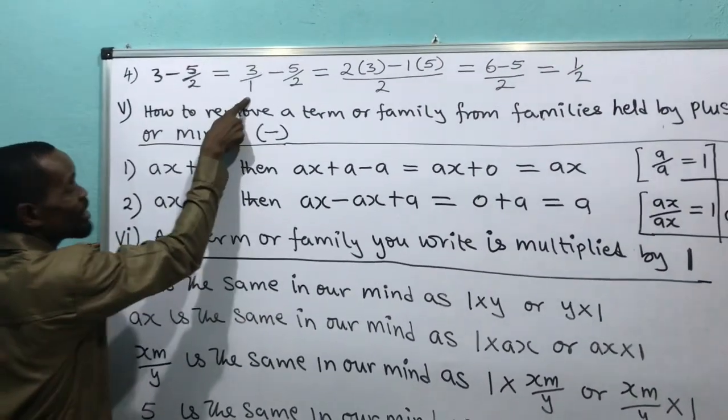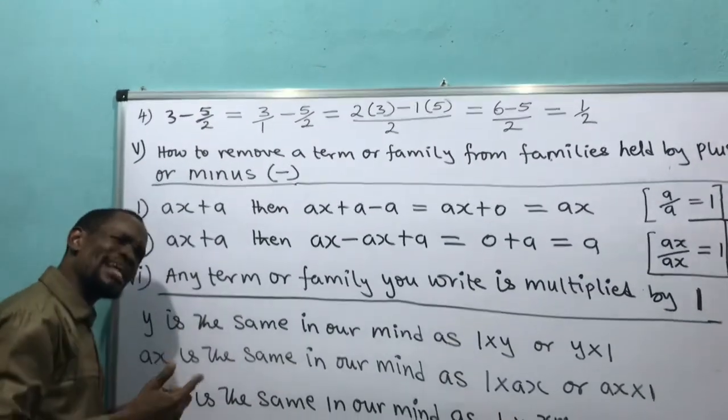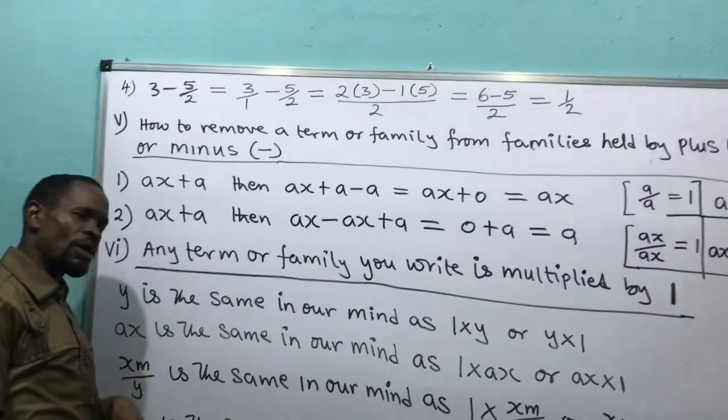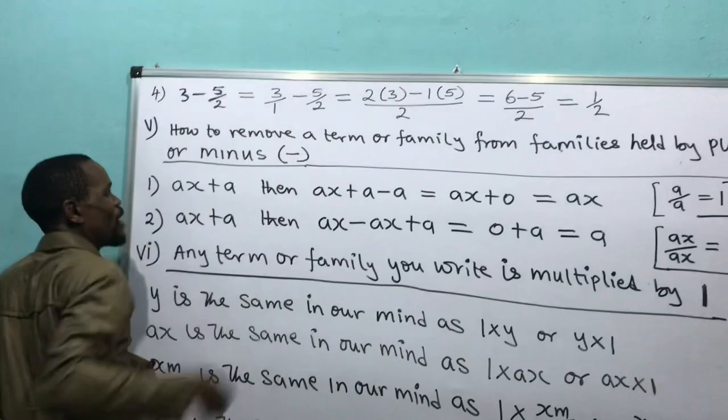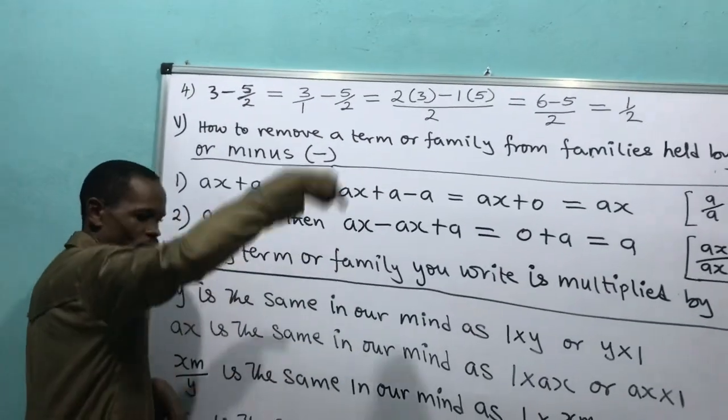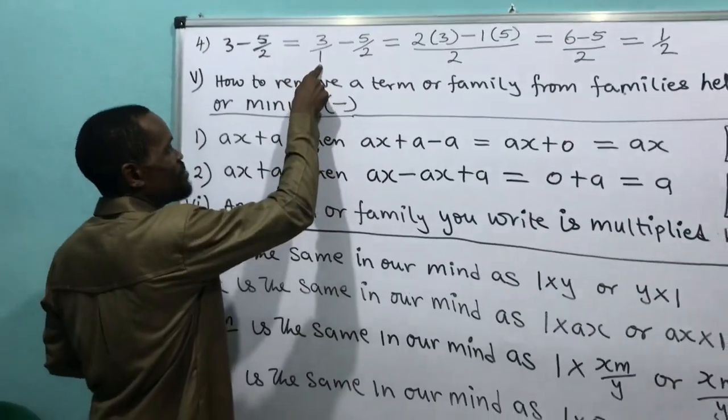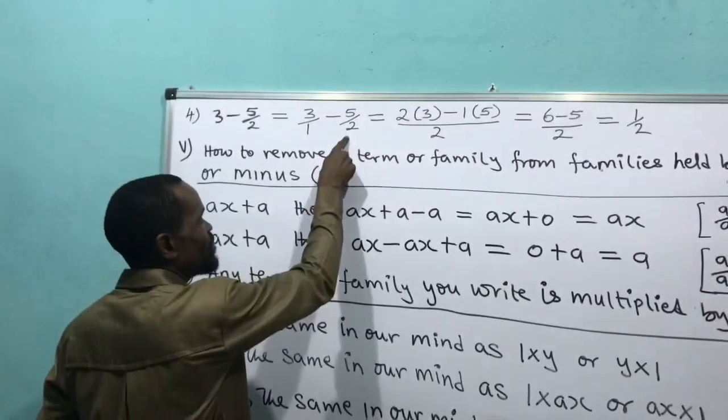This 3 over 1. You know how we get 1. You will remember that any time we write something divided by 1, I call the 1 to come and divide 3. And the 1 comes and divides 3 to make what? 3 divided by 1. Minus 5 over 2.